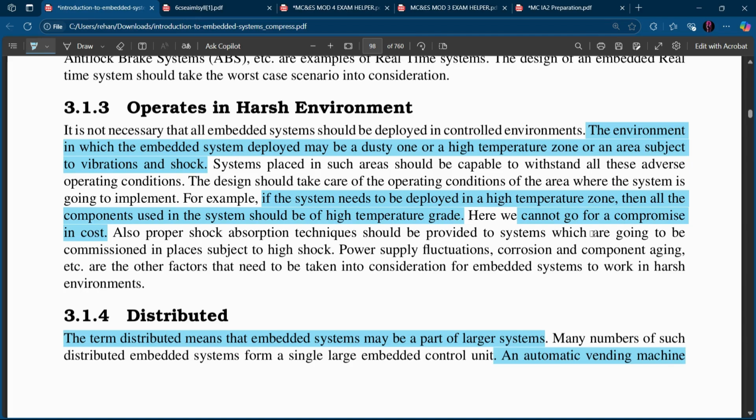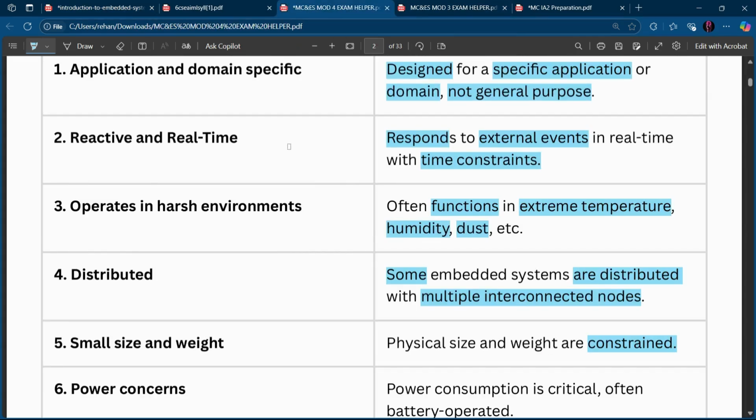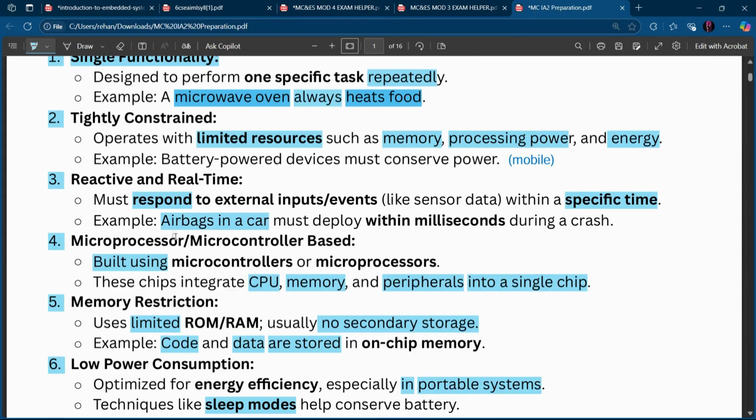You cannot go for a compromise on cost. If you think it's too much cost and go for a cheaper option, then practically you'll be compromising in this major application, and your embedded system won't be that good. See here, it often functions in extreme temperature, humidity, dust, etc. That is nothing but small applications.